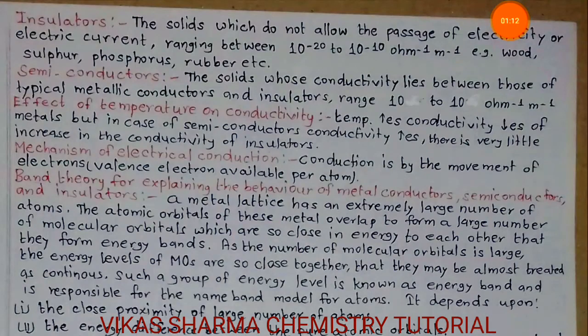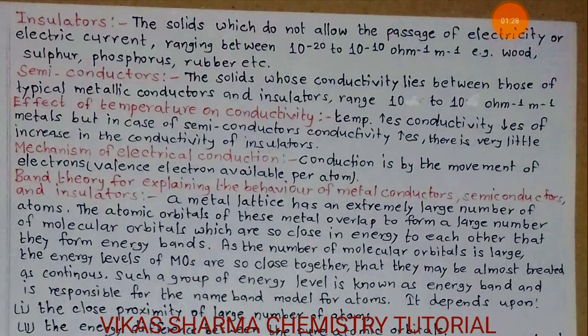Student, second is insulator: the solids which do not allow the passage of electricity or electric current, with conductivity ranging between 10 to the power minus 20 to 10 to the power minus 10 per ohm per meter. Examples: wood, sulfur, phosphorus, rubber, etc.